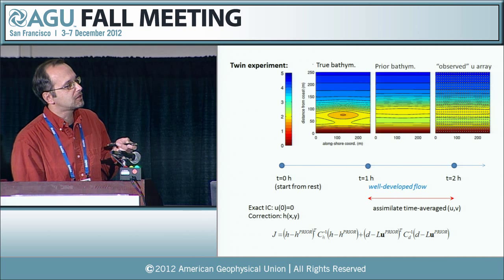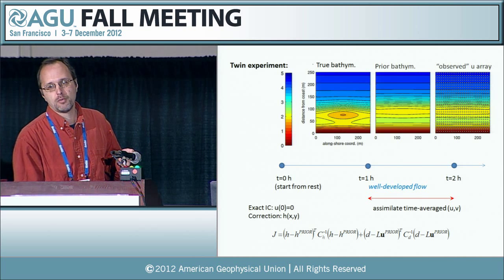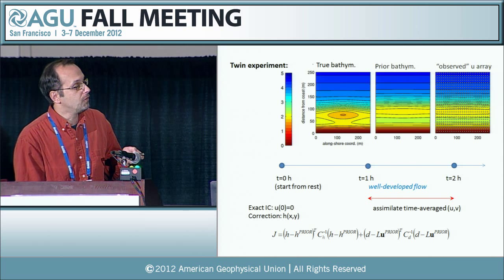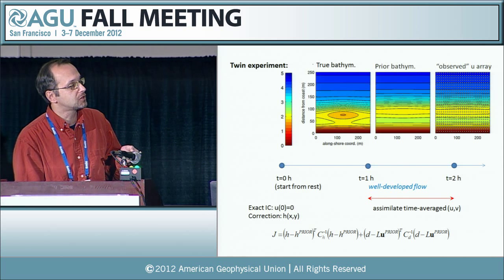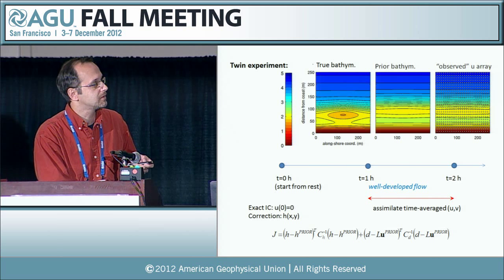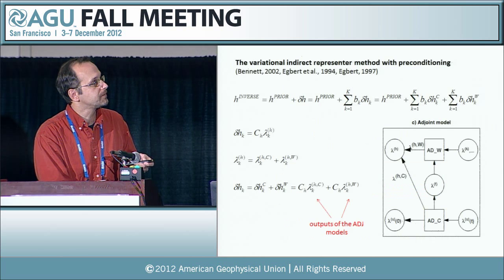With the adjoint method, you know pretty well what you minimize, which I like a lot. So we minimize this cost function. It has two terms. This is the penalty on bathymetry, this is the penalty on data, and we minimize subject to the exact model dynamics and initial conditions.